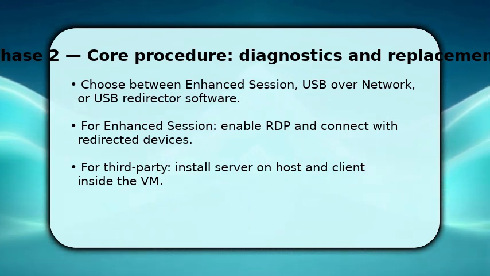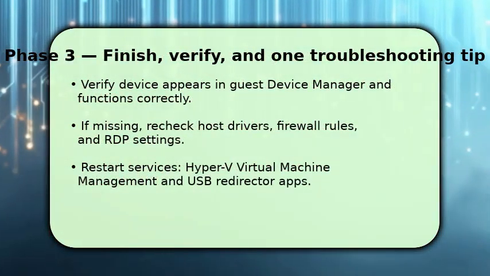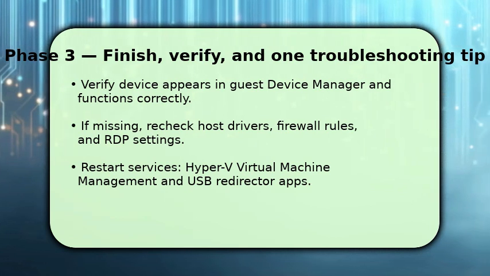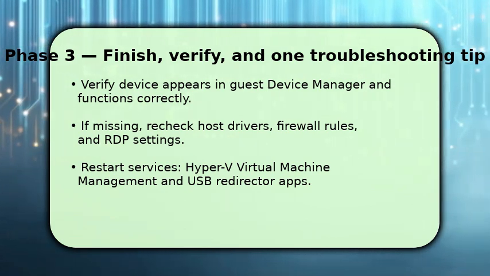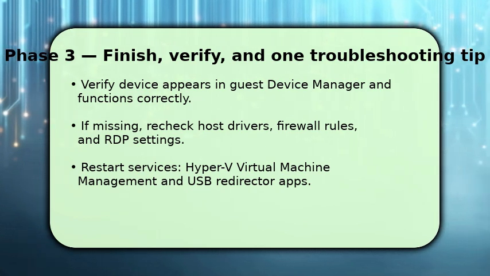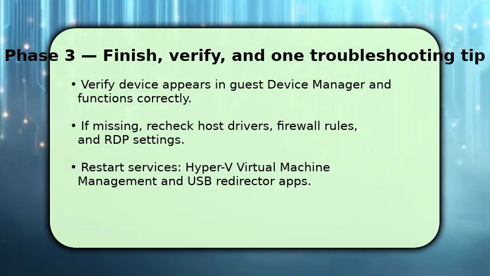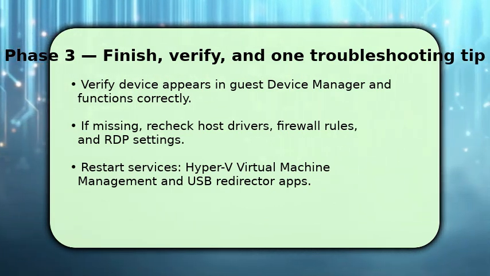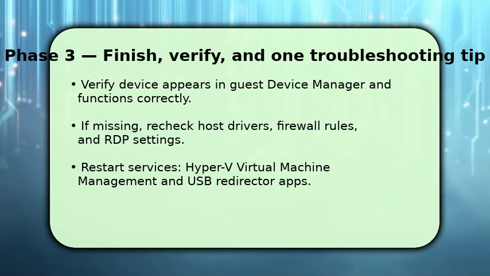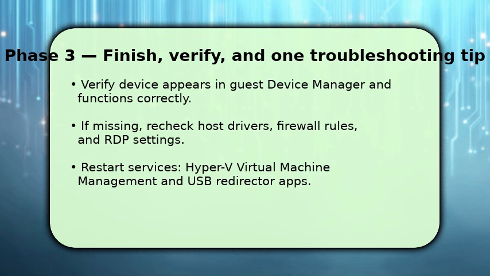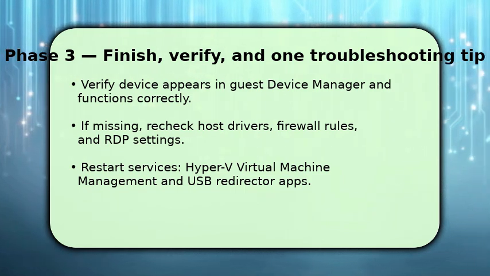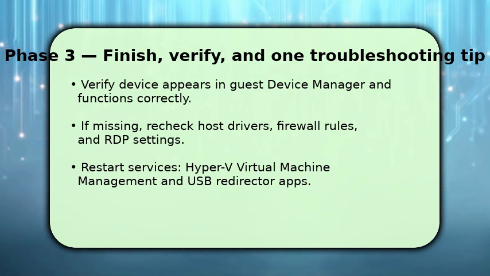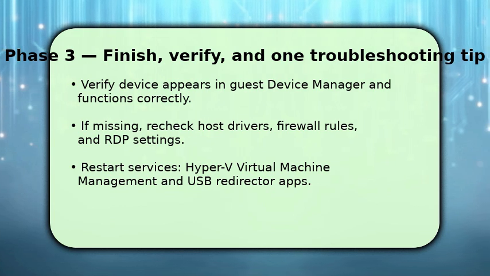You finish by validating and handling common failures so you gain a working USB in the VM. After connecting, open Device Manager in the guest and test the device. If it works, great. If not, check host drivers, firewall rules, and that RDP redirection or the redirector service is running. Restart the Hyper-V virtual machine management service and the redirector, then reconnect. One key troubleshooting tip: if the device is claimed by the host, safely eject or disable it there, then reassign to the VM to force exclusive access.